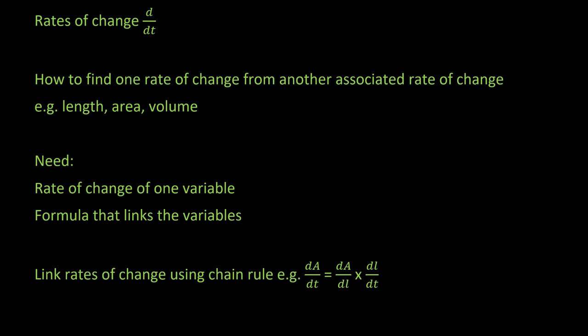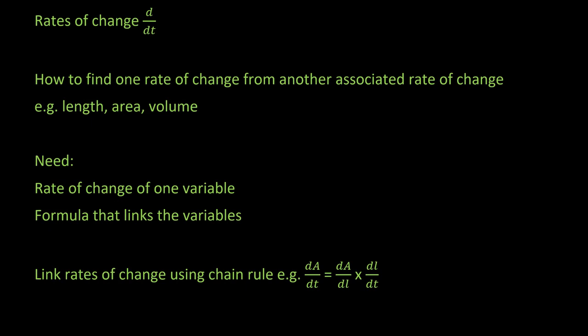In order to do these questions, we need two things. We need to know the rate of change of one of those variables, and we need to know the formula that links those variables. And then what we're going to do is make a link between the different rates of change using the chain rule. So for example, here linking area and length to get the rate of change of the length, knowing what the rate of change of the area is, we're just going to use this chain rule here.